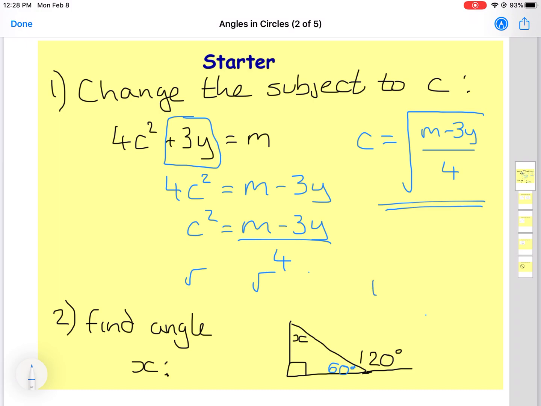Therefore, x is equal to 180, take away 90, take away the 60 inside the triangle. We forget at this stage about the 120. It's not inside the triangle. It doesn't have to get subtracted from our 180 inside the triangle. Therefore, x has to be 30 degrees when we perform those calculations.